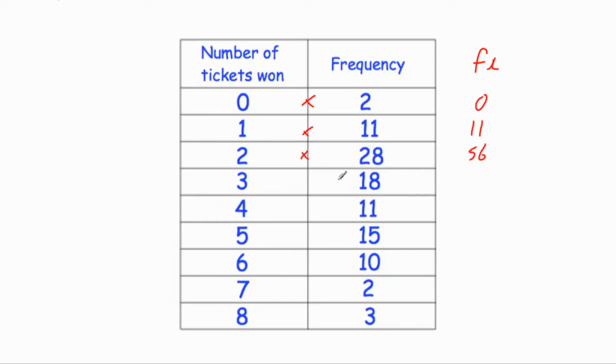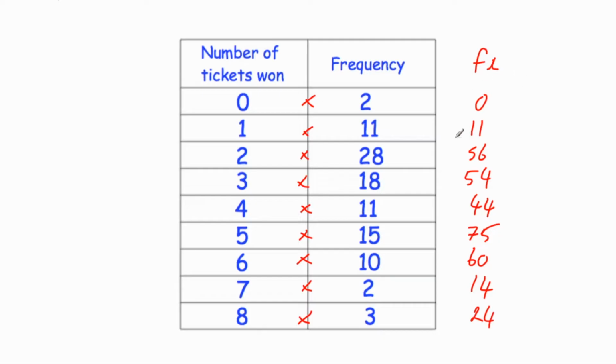She played 18 games where she won 3 tickets in each game. So 18 times 3 is equal to 54. So she won 54 tickets there. She played 11 games where in each of those games she won 4 tickets. So 11 times 4 would be 44 tickets in total there. 15 times 5 would be equal to 75. 10 times 6 is equal to 60. 2 times 7 was equal to 14. And finally, she played 3 games where she won 8 tickets in each of those games. So 3 times 8 would be equal to 24 tickets.